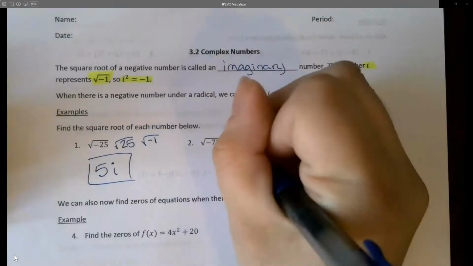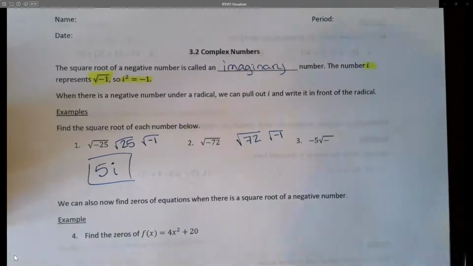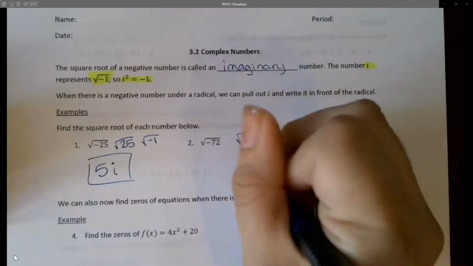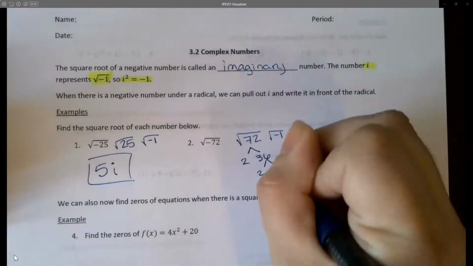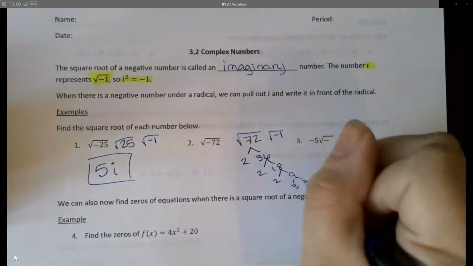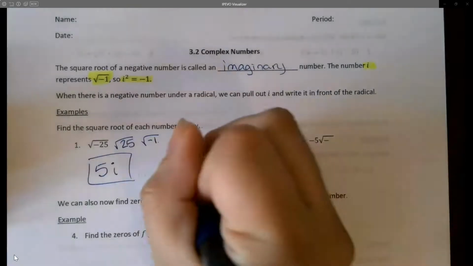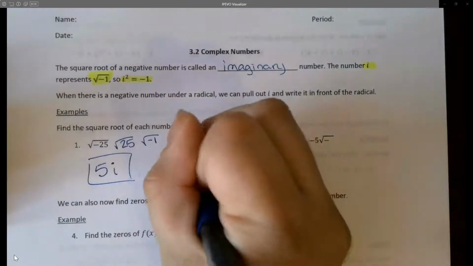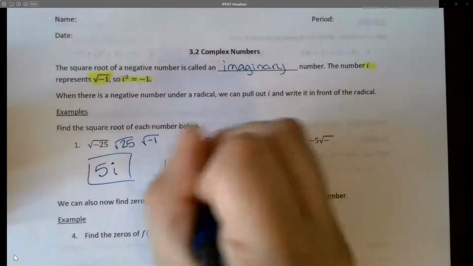I can do the same thing with the square root of -72. I can split it up into 2. 72 is not a perfect square, so I want to do the factor tree. I have 2 and 36, 2 and 18, 2 and 9, and 3 and 3. So I have a pair of 3's and a pair of 2's. 2 times 3 is 6. That goes outside. I'm also going to turn this into i, which also goes outside. And I have a leftover 2 that stays inside that radical.